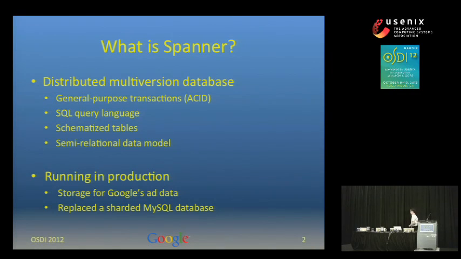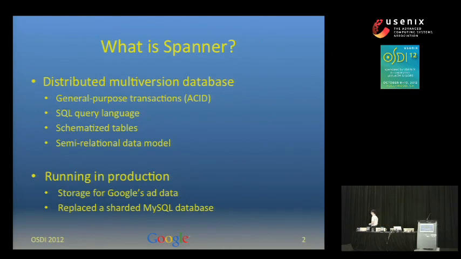I should mention briefly that Spanner is running in production at Google as we speak. It's used to hold probably the most valuable data set at Google, which is our advertising database. It replaced the sharded MySQL database that held the same data as of a year ago, and we've been transitioning over the past year.